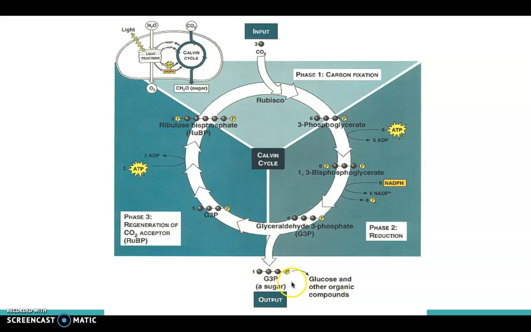So remember, you need a total of 2 G3Ps to make a glucose, and only one G3P will leave if there's a total of 6 glyceraldehyde 3-phosphates present. Okay?